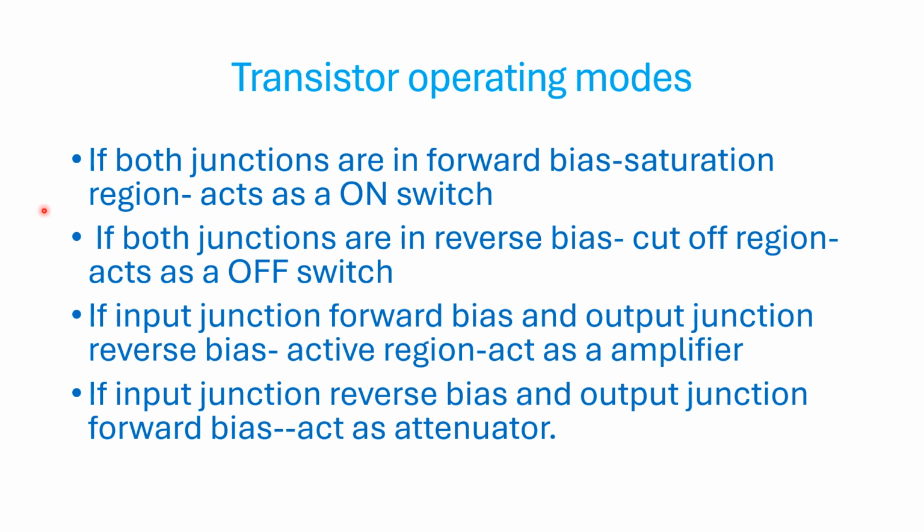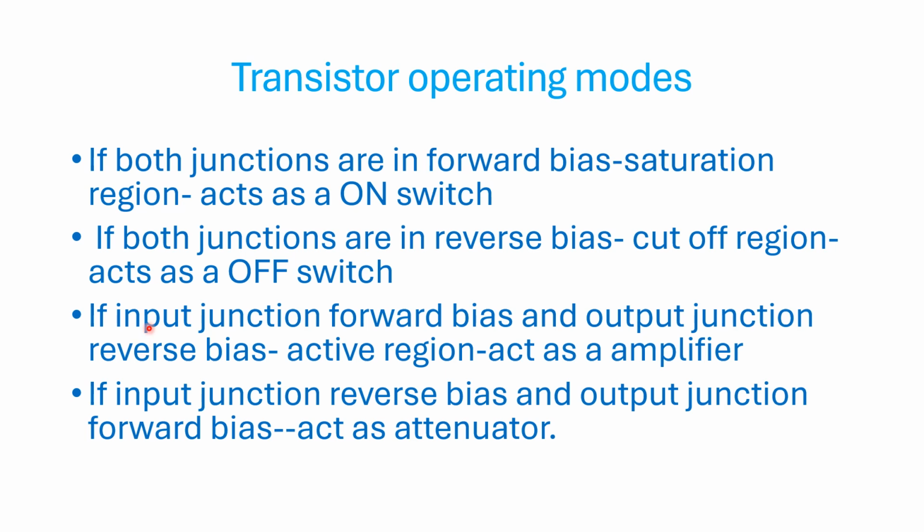Transistor operating modes. What are the operating modes of the transistor? Based on the input output junction biasing, the transistor can operate in three modes. See here, both junctions are in the forward bias. That means both the input junction and output junction, emitter base junction and collector base junction, are connected in forward bias. Then transistor is in the saturation region. It acts as an on switch. On switch, it allows the flow of the charge carriers.